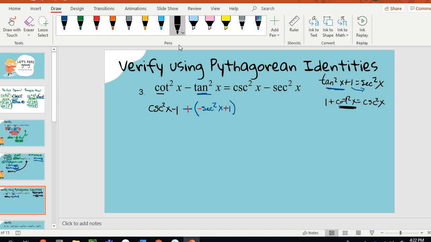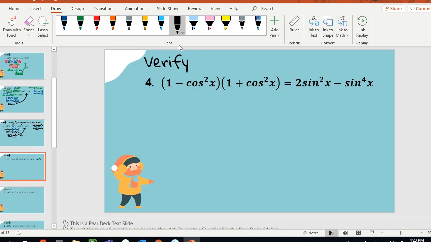All right, so once I've distributed the minus sign, that leaves me cosecant squared x minus 1 minus secant squared x plus 1. Guess what happens with the plus 1 and the minus 1? They cancel, if you didn't figure that out. So cosecant squared x minus secant squared x is what I am trying to get. Yay, me. Okay, there we go. There's the next one. Okay, looking at this one, I am on a full screen. Oh well, it doesn't matter.